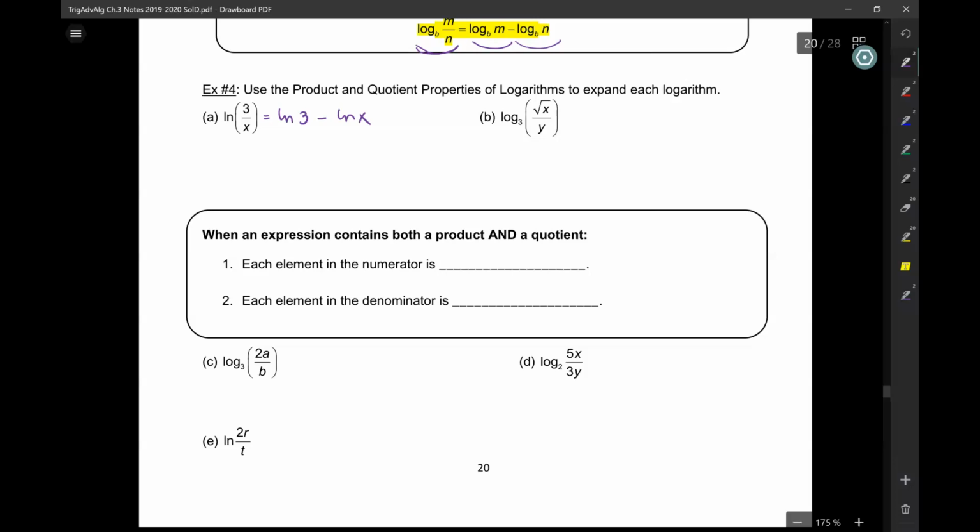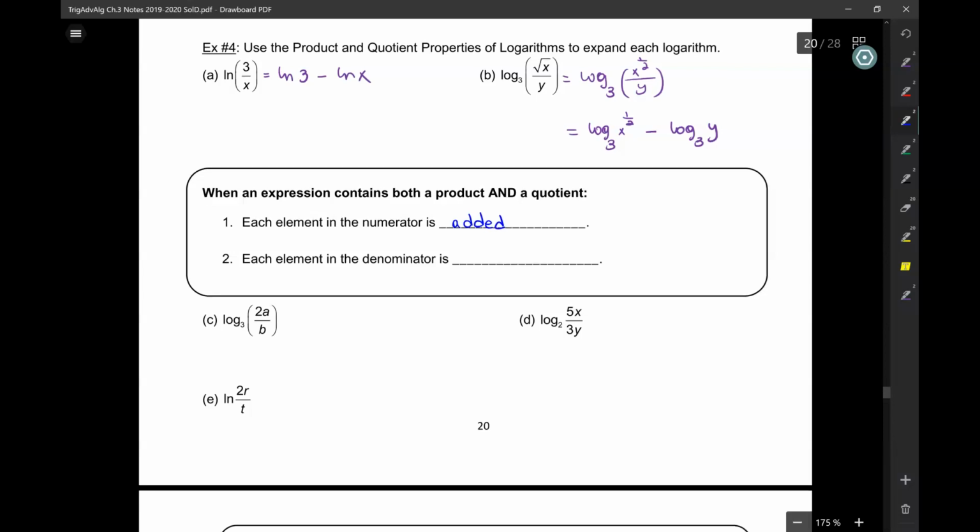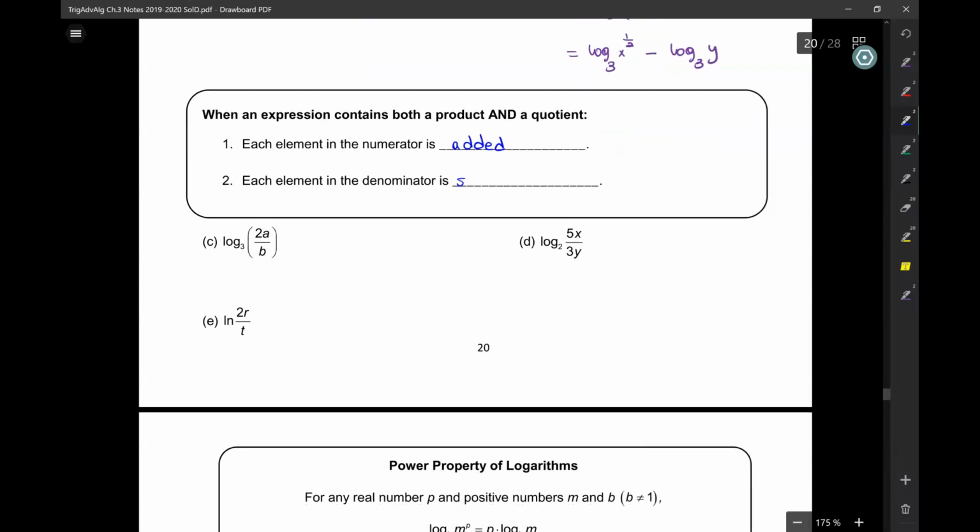Okay, let us rewrite this first. Log base 3 x to the half over y. So this is log base 3 x to the half minus log base 3 of y. Okay? So, summarizing, each element in the numerator is added, and each element in the denominator is subtracted.